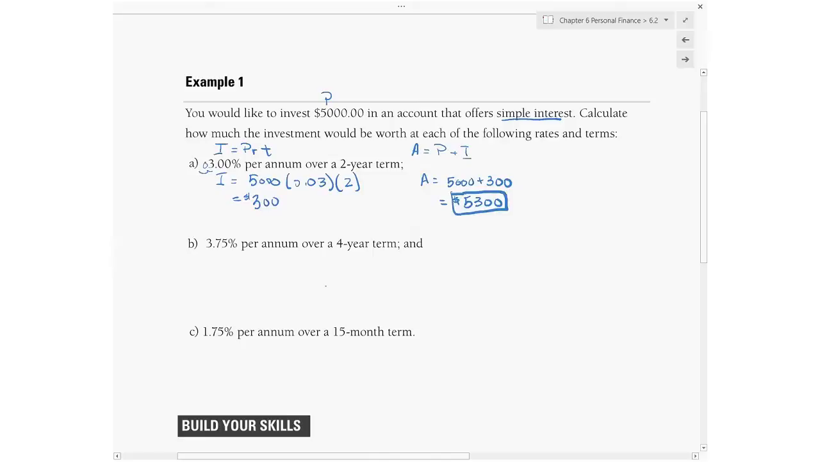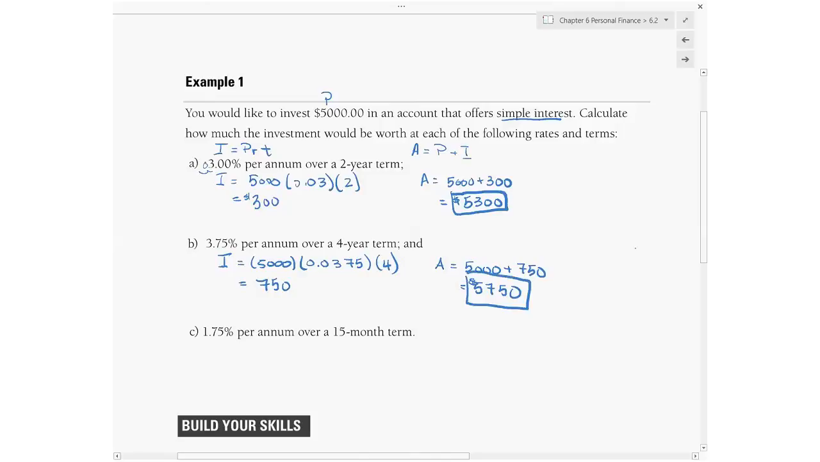Okay, well, here we've got 3.75% per annum over 4 years. Again, the interest is equal to the principal, still $5,000. The rate is now 0.0375, and the term is 4 years. So again, 5,000 times 0.0375 times 4 gives us 750. So at the end of 4 years, you'll still have your $5,000, but you have an extra 750, so you've got $5,750.